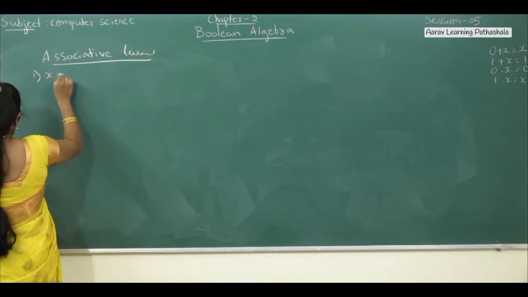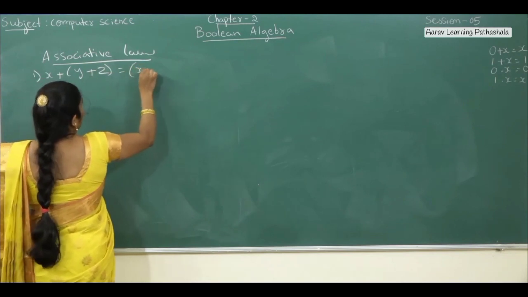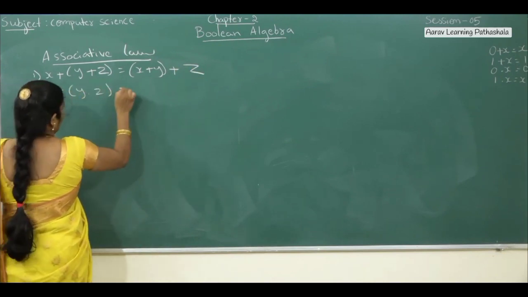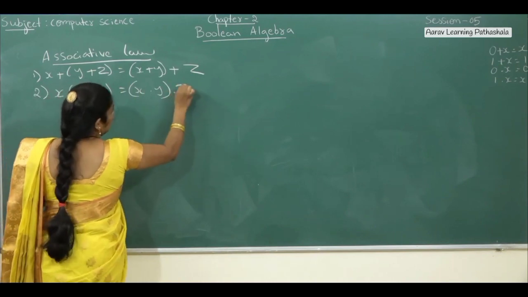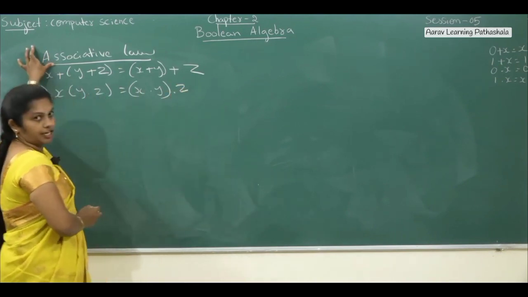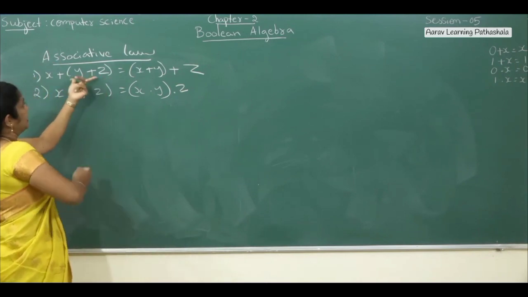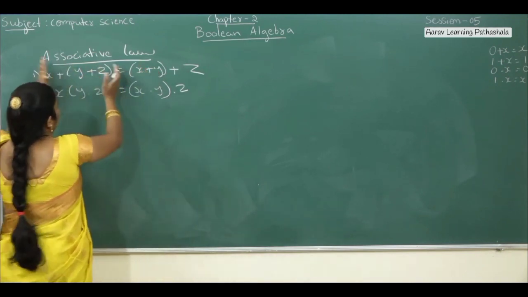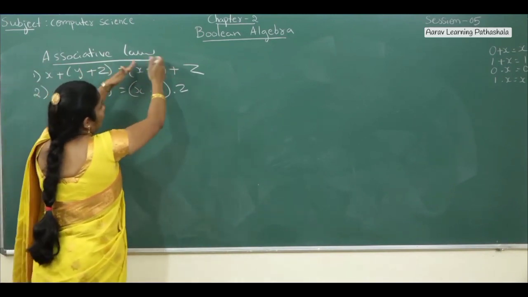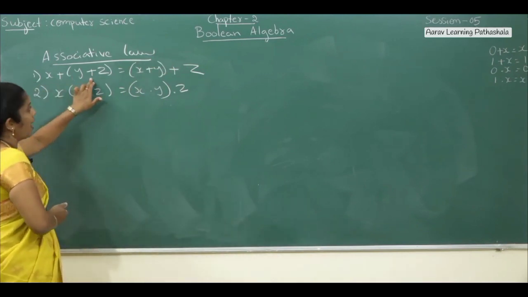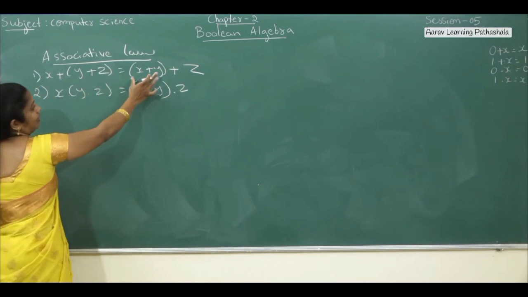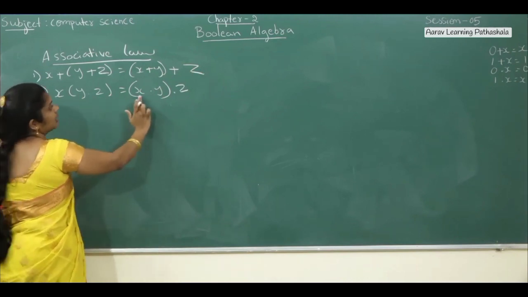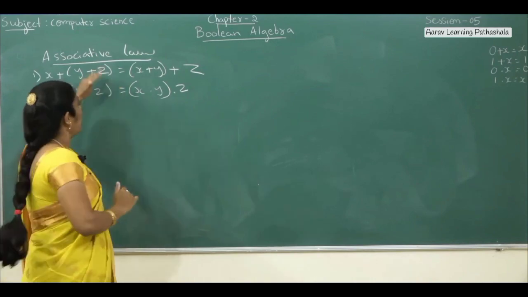The associative law states that x plus (y plus z) equals (x plus y) plus z. The second law states that x into (y into z) equals (x into y) into z. These are the two associative laws. See here, y plus z is in brackets, whereas here x plus y is written inside the bracket. That means if all the operators are the same, at that time I can interchange the bracket. Here x plus (y plus z), but here I just replace this bracket, (x plus y) plus z. The second associative law states that x into (y into z) equals (x into y) into z. These are the two associative laws.